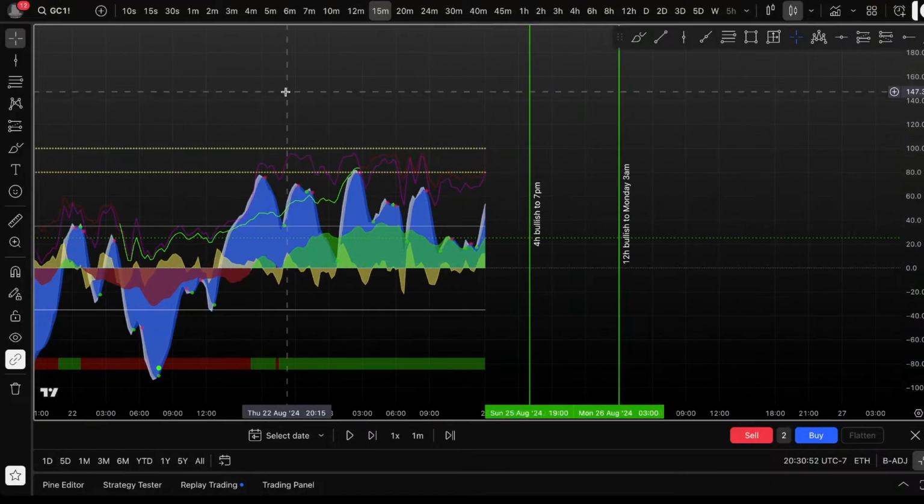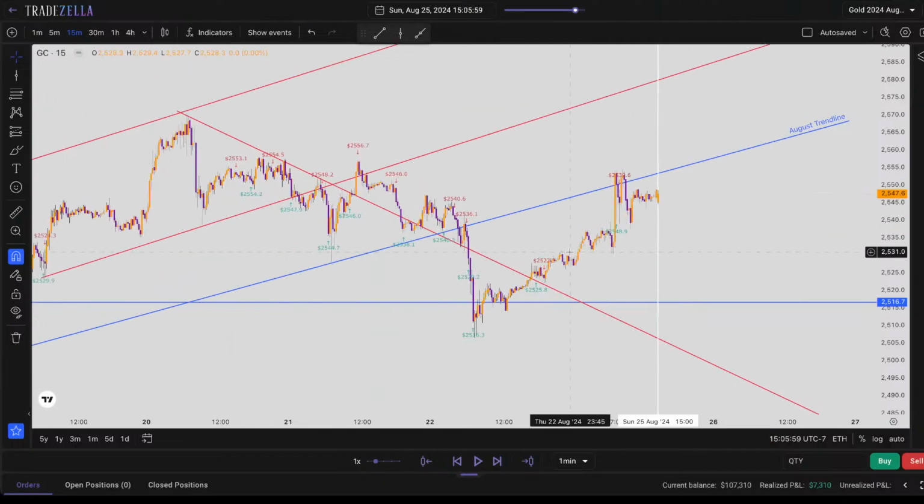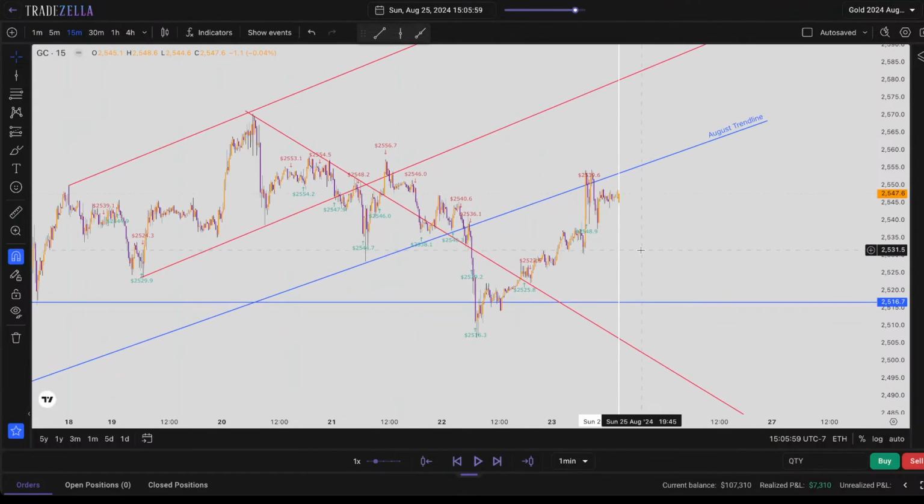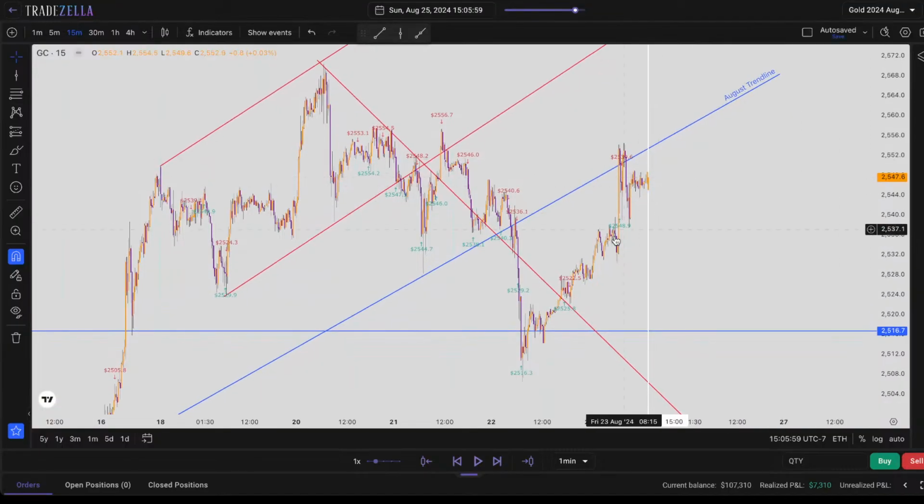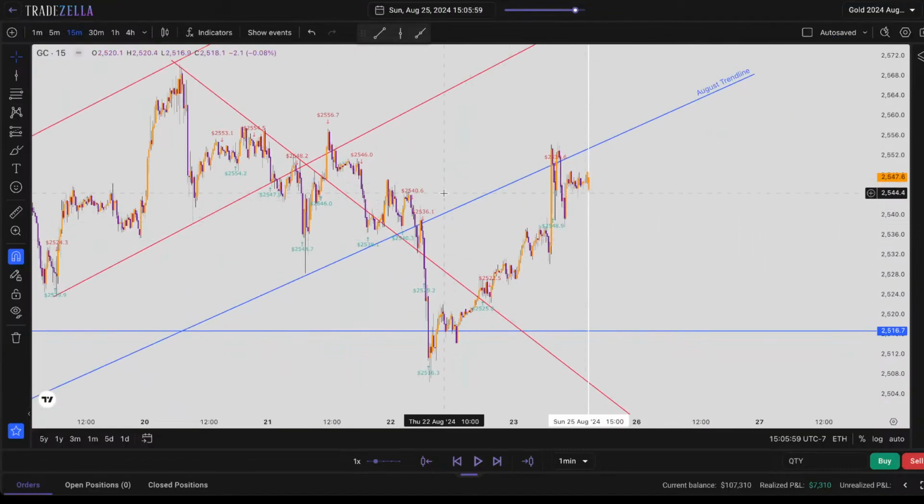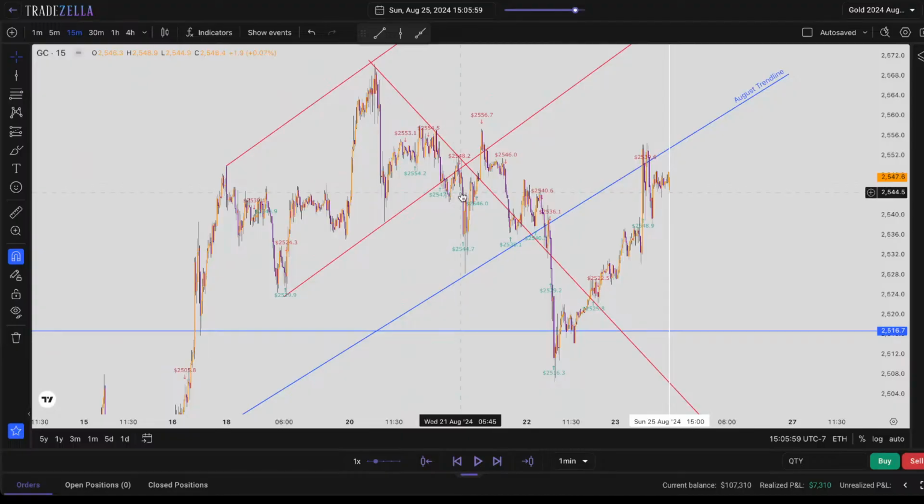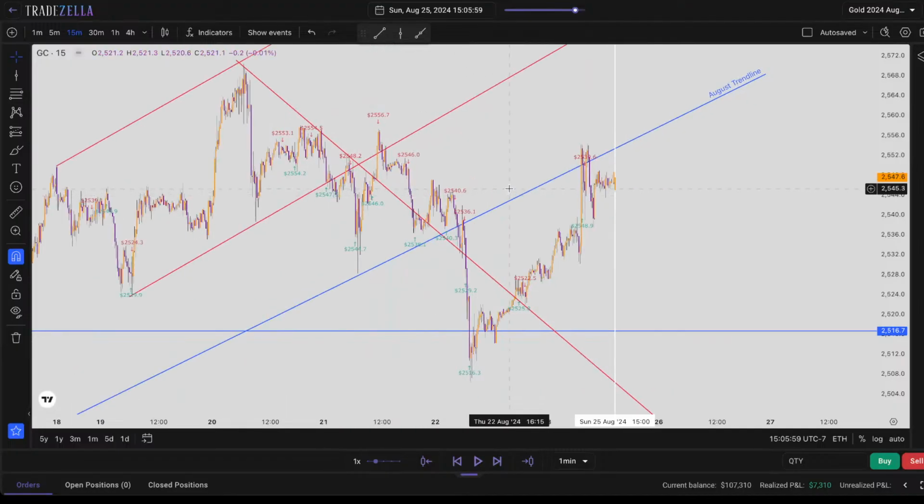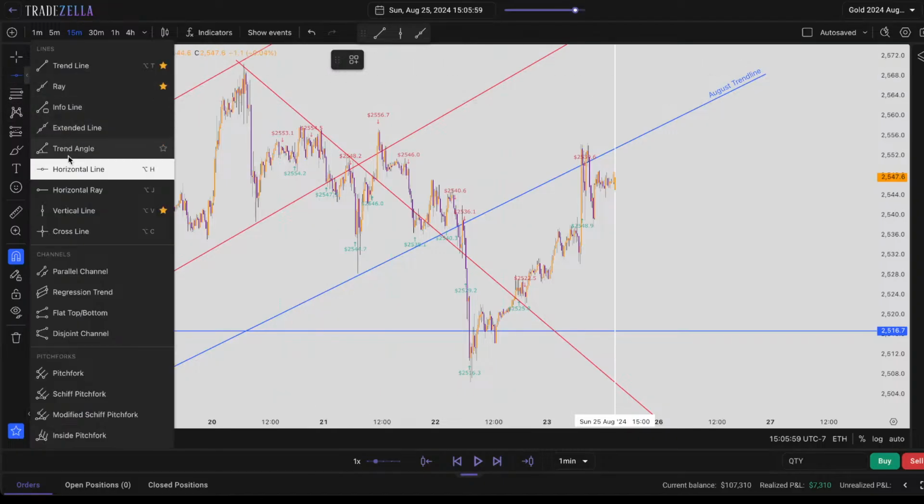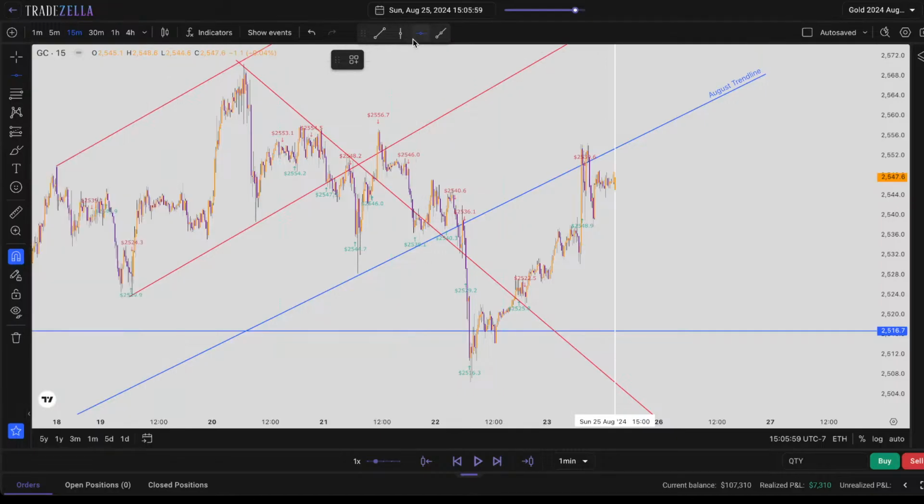So we're going to look now, where's some local support resistance that can help us to decide how we want to trade this. Horizontal line. In fact, it needs to be up here. All right, my horizontal line.